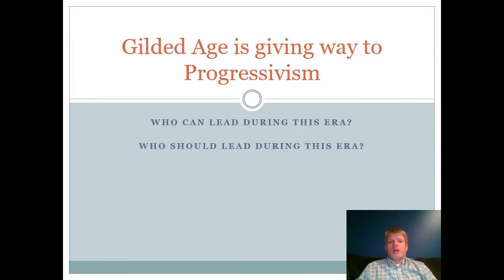So, anyway, what I want you to take away from this is that the Gilded Age is giving way to progressivism. And the question becomes, who can lead during this new era, and also who should lead during this era? Those are very loaded questions that the progressives try to answer. In some ways, they answer them in a way that even in the modern day we see as morally righteous. And in other ways, while they're progressive in some areas, they seem very, very racist or otherwise behind the times in what they're doing.